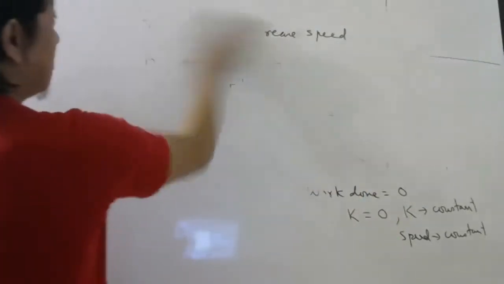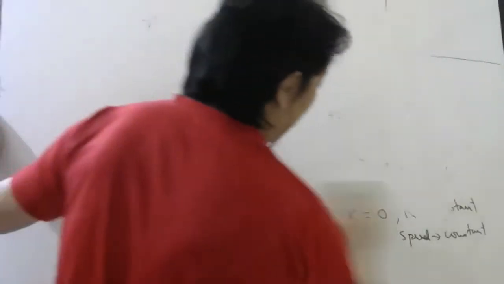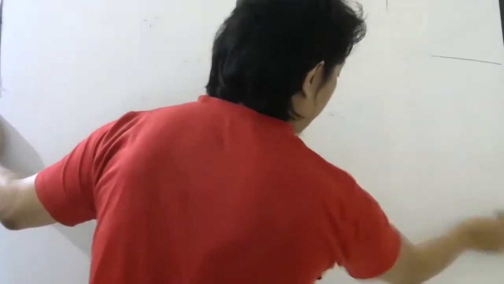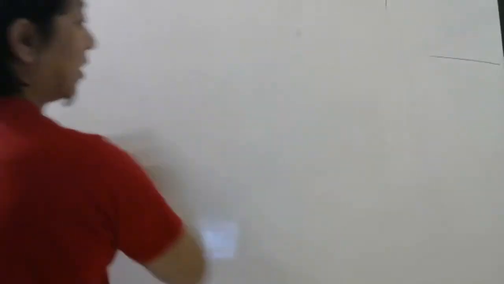Why it cannot change the speed? Simple. Work done by magnetic force is 0. Why work done is 0? Because it is always perpendicular to velocity. So we cannot use magnetic field to change the speed.